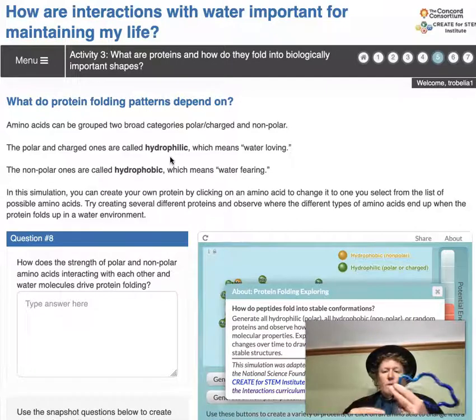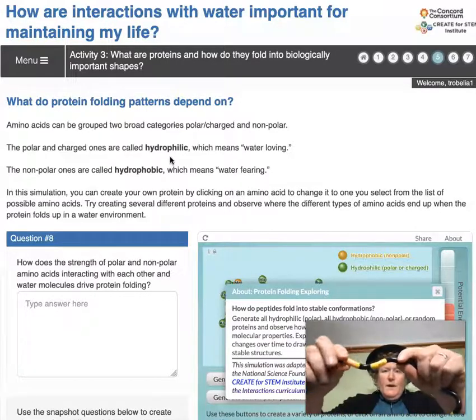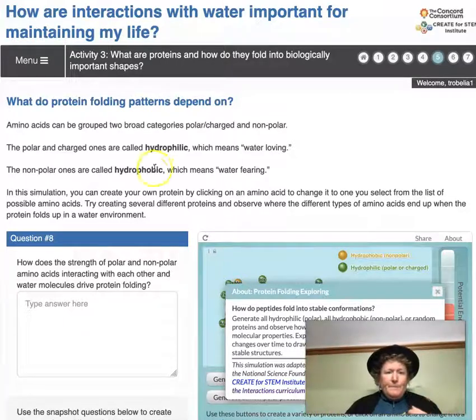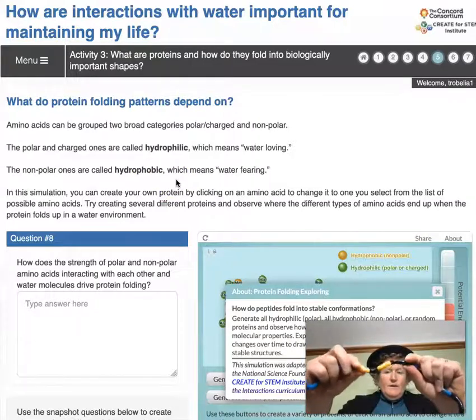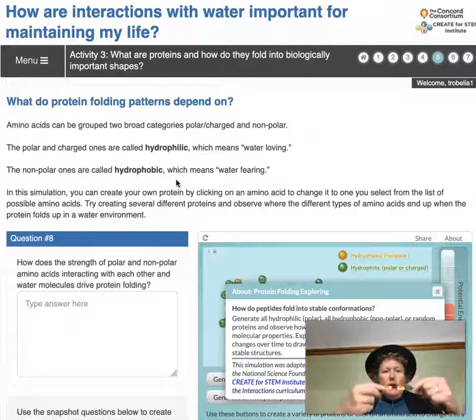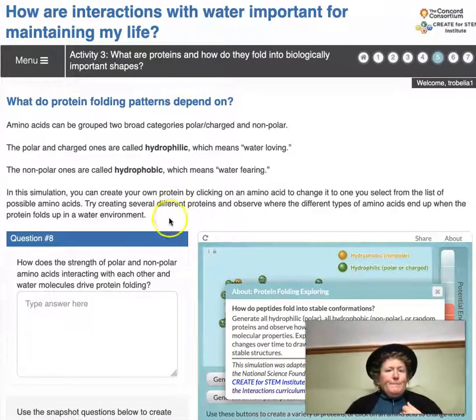The nonpolar ones are going to be called hydrophobic. And in this model, they're black and yellow. That means water-fearing. I made these black and yellow to think of the lot of scary things in nature that are black and yellow. So there's a phobic thing, and this is hydrophobic, which means basically scared of water.